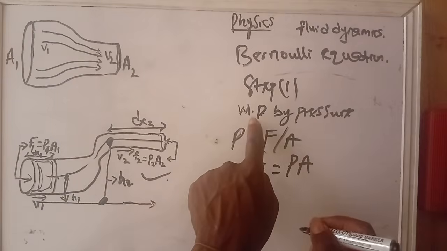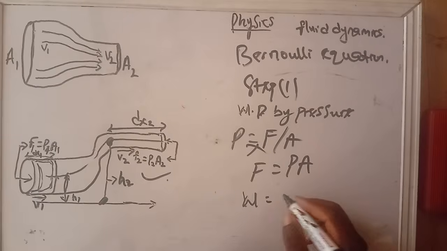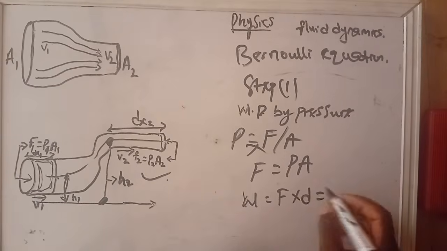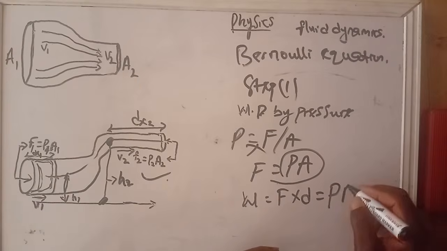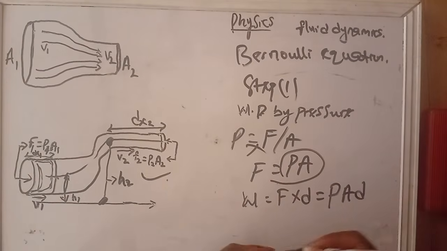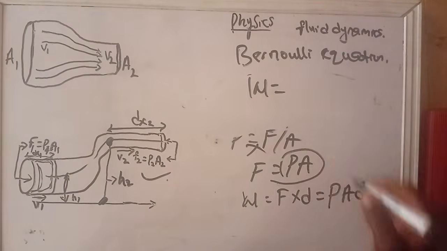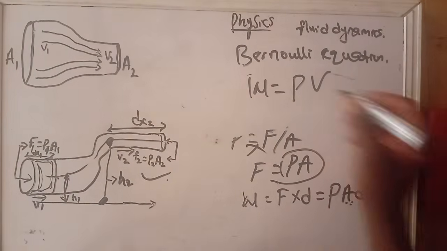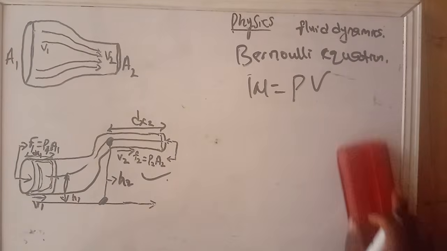You know what we need is work done by pressure. And what is work done? Work done equals to force times distance. And what is our force? Pressure times area. So work done will give us pressure times area times distance. Isn't it? That's our first step. That means our work done equals to pressure times volume, because area times length or distance is volume. So our work done equals to pressure times volume.